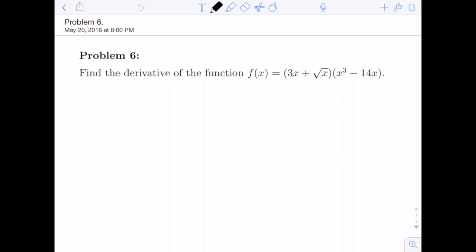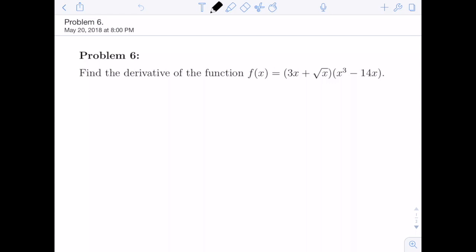Okay, so for problem 6, what we're looking for is the derivative of the function given by 3x plus the square root of x, all times x cubed minus 14x. The idea for this one was to get you comfortable with the product rule. You're more than welcome to expand this out and just use the power rule, but I'm going to do it with the product rule just so we can see how to do this.